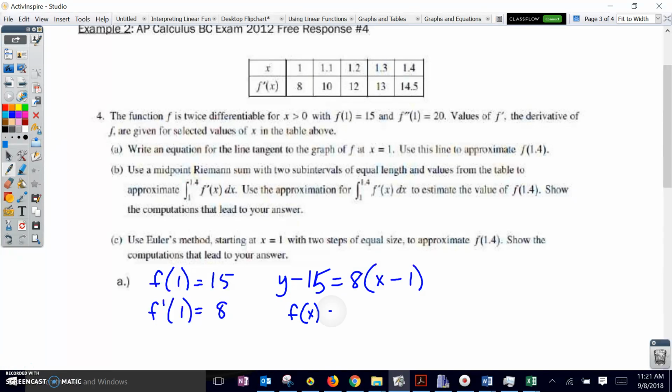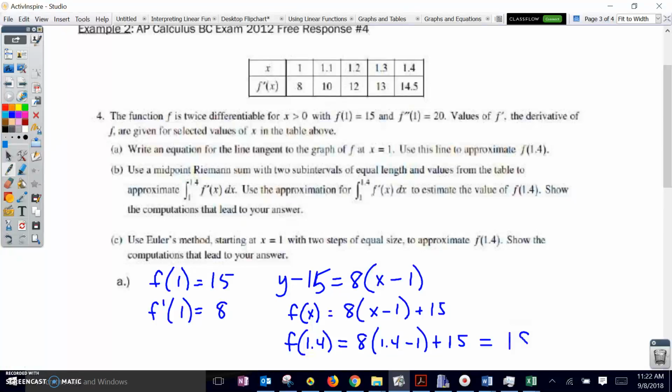So f of x is equal to 8 times the quantity x minus 1 plus 15. So to find f of 1.4, now we're going to substitute 1.4 in here for x, and go ahead and calculate it. We've got 8 times 0.4, which is 3.2, plus 15, gives us 18.2 for our approximate.